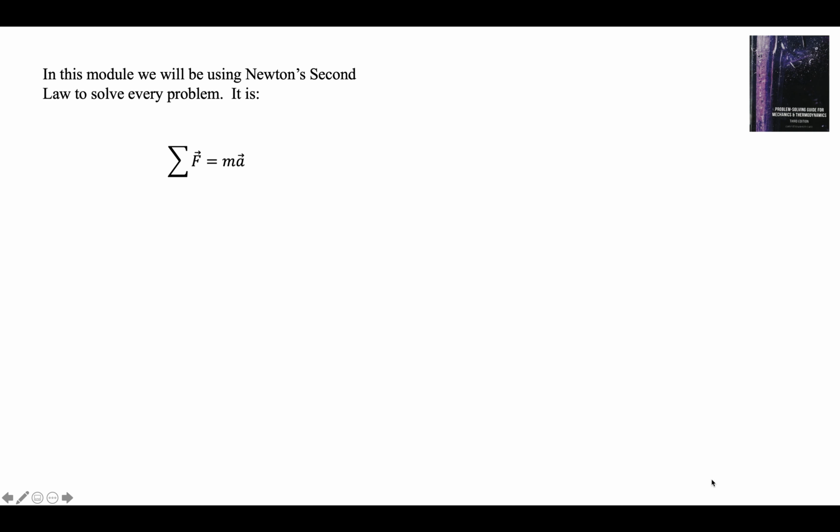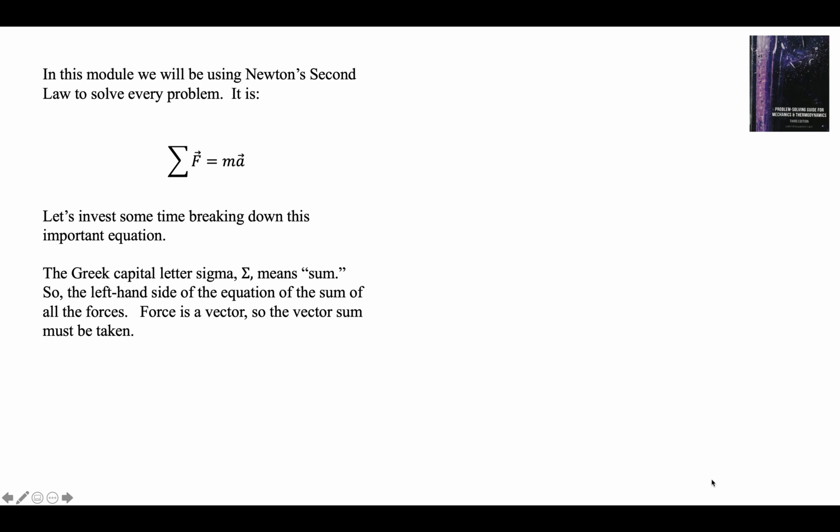It's that simple. In this module, we'll be using Newton's second law to solve every problem. Here it is. The sum of the vector forces is ma vector. Since we're going to use this equation for every problem, let's really invest some time breaking it down and understanding exactly what it means. The capital Greek letter sigma in this context means sum. So we're going to sum up all of the forces. That's the left-hand side of the equation. The force is a vector, so the vector sum must be taken.